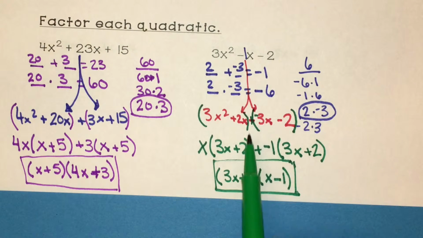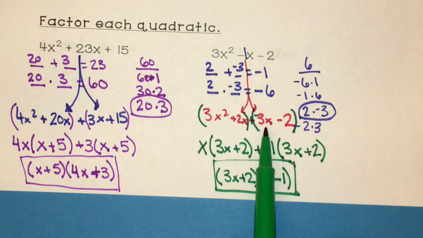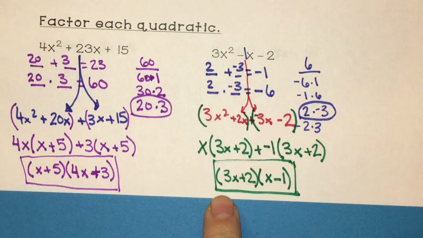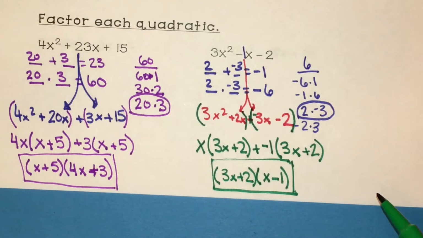If you had put the negative 3x in front, the positive 2x in front, you would end up with these same two factors. So you would have 3x plus 2 times x minus 1. And it doesn't matter which set of parentheses come first. It could be written as x minus 1 times 3x plus 2. As long as what's inside is the same, you're good.